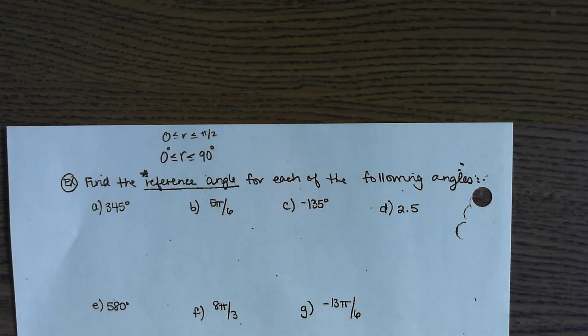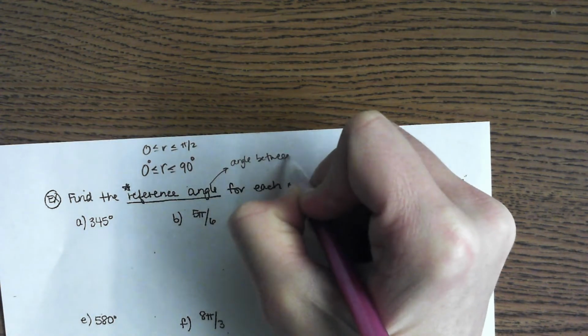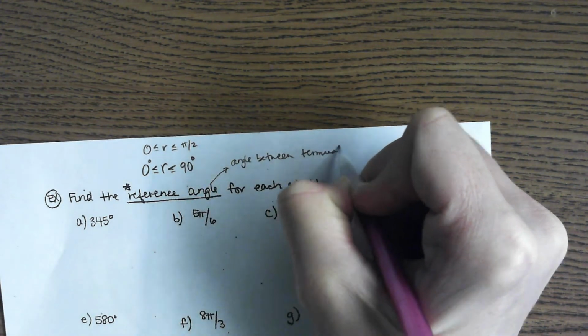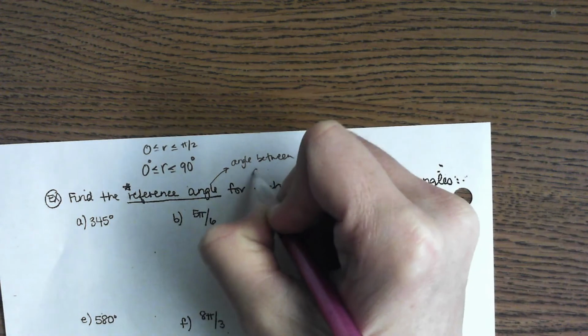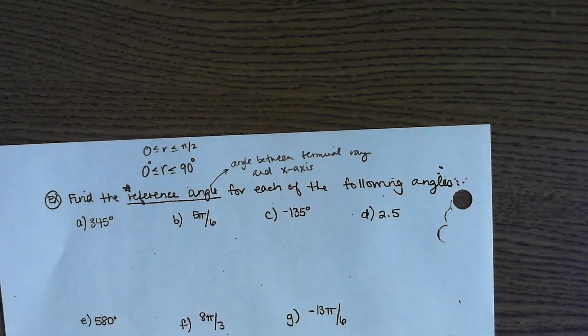So it's always between those measures, and it's always the angle made between the terminal ray and the x-axis. Again, the reference angle is never with the y-axis. It's how far away is it from the x-axis.